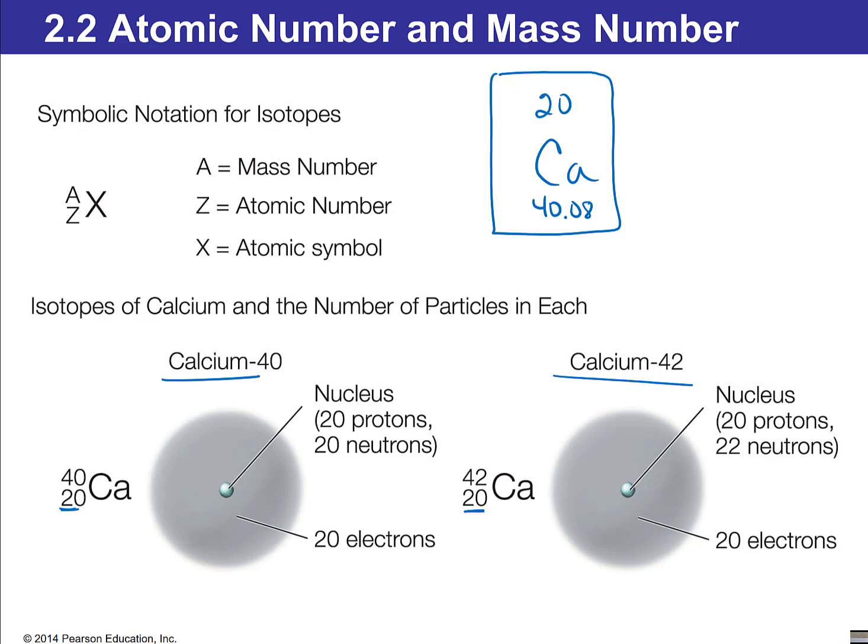But if you look at the atomic mass, it's 40.08 according to the periodic table. So which of these two isotopes do you think is the most common? Calcium-40 or 42? 40, because it's closest to the average atomic mass. So they actually figure out the average atomic mass based on the relative abundance of these different isotopes, because they're not all found at the same amount.